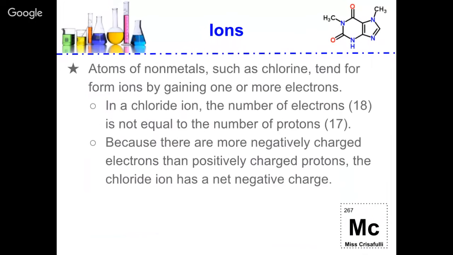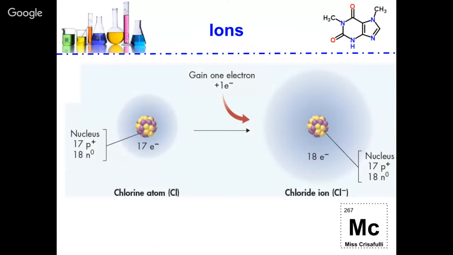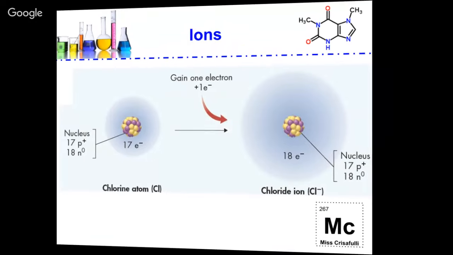Atoms of nonmetals, such as chlorine, tend to form ions by gaining 1 or more electrons. So in a chloride ion, the number of electrons, 18, is not equal to the number of protons, which is 17. We have more negatively charged electrons than positive protons, so the chloride ion is going to have an overall negative charge. So one more time, nonmetals love to gain electrons, so you're going to have more negative things, so you're going to have a negative charge.